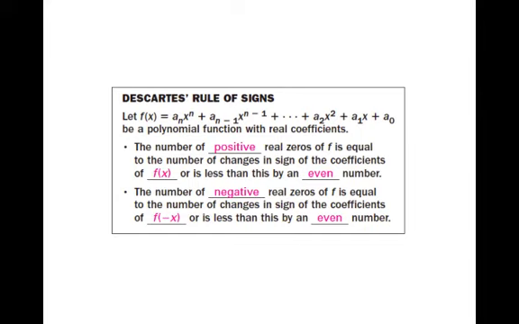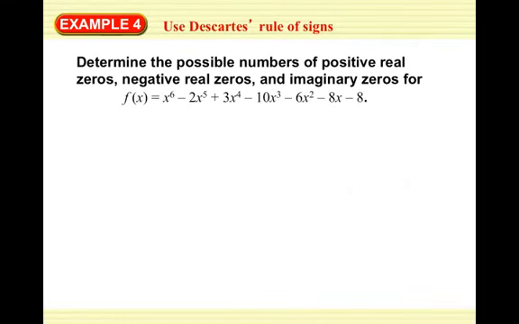The number of positive real zeros of f is equal to the number of changes in the sign of the coefficients of f of x, or is less than this by an even number. Okay, so you count the sign changes and you start subtracting 2 until you get to 0 or a negative value, and then you stop. The number of negative real zeros of f is equal to the number of changes in sign of the coefficients of f of negative x, or is less than this by an even number. Again, you just keep subtracting 2 until you get to 0 or a negative number.